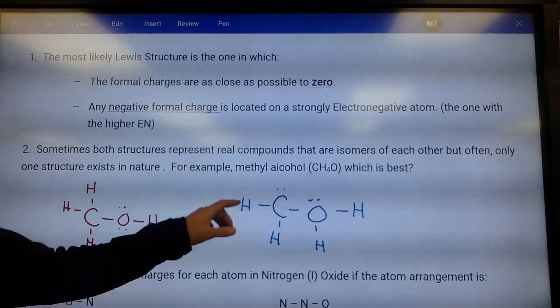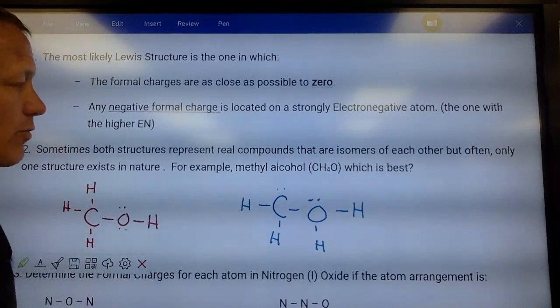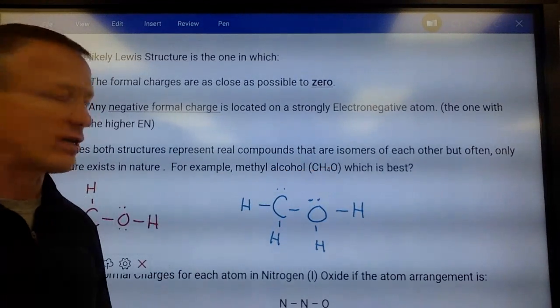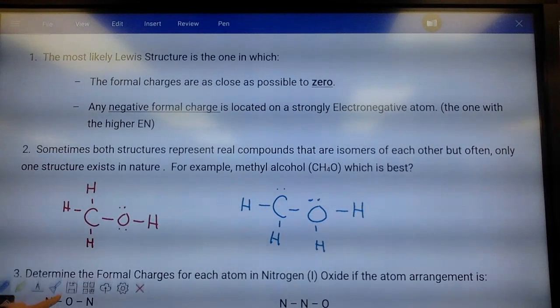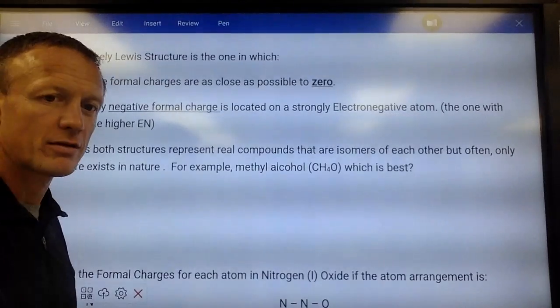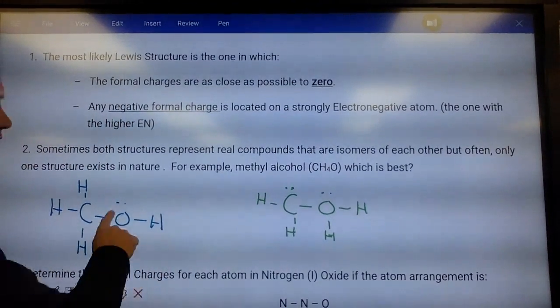So for example, methyl alcohol, which has the formula CH4O, which has 4, 8, 14 electrons you can use. Well, you could have this structure, which I just got rid of. Give me a second. Sorry. All right, they're drawn back on there. Different color. Sorry. Again, this has got two valid Lewis structures.